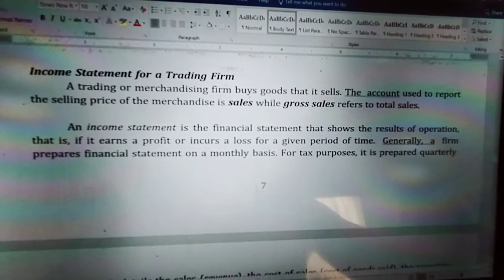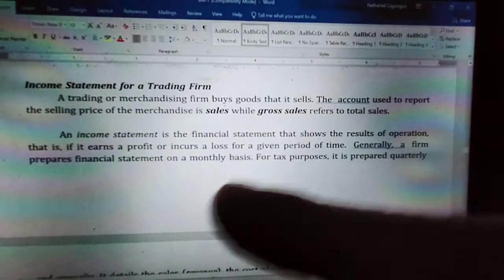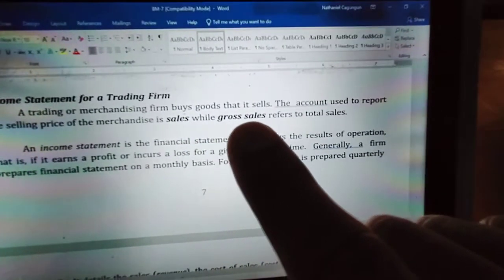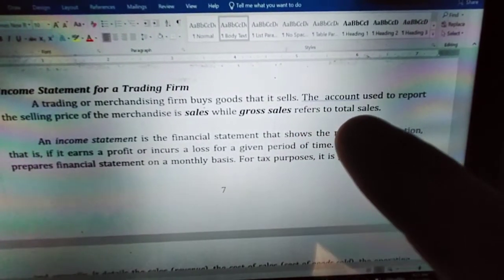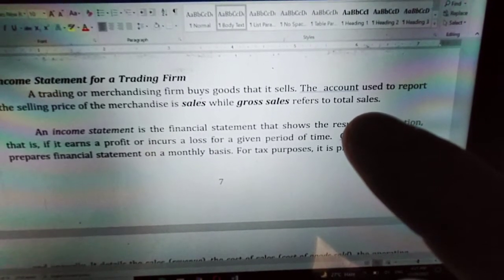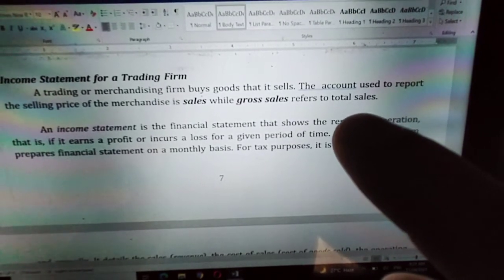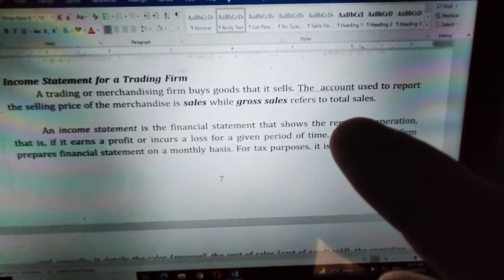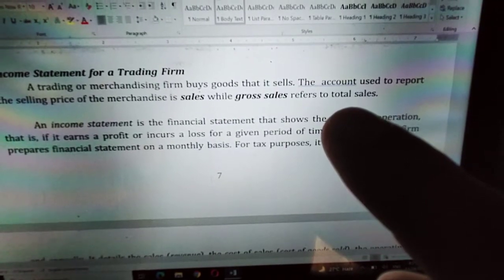A trading or merchandising firm buys goods that it sells. The account used to report the selling price of the merchandise is sales, while gross sales refer to total sales. Okay? So, yung gross sales, lahat ng kabuang nabenta mo. Halimbawa, bumili ka ng isang katerbang damit, tapos binenta mo. Bukod sa damit, bumili ka rin ng mga other products, mga school supplies. So, lahat ng sales mo, isama mo, lahat ng yun ay gross sales or total sales.